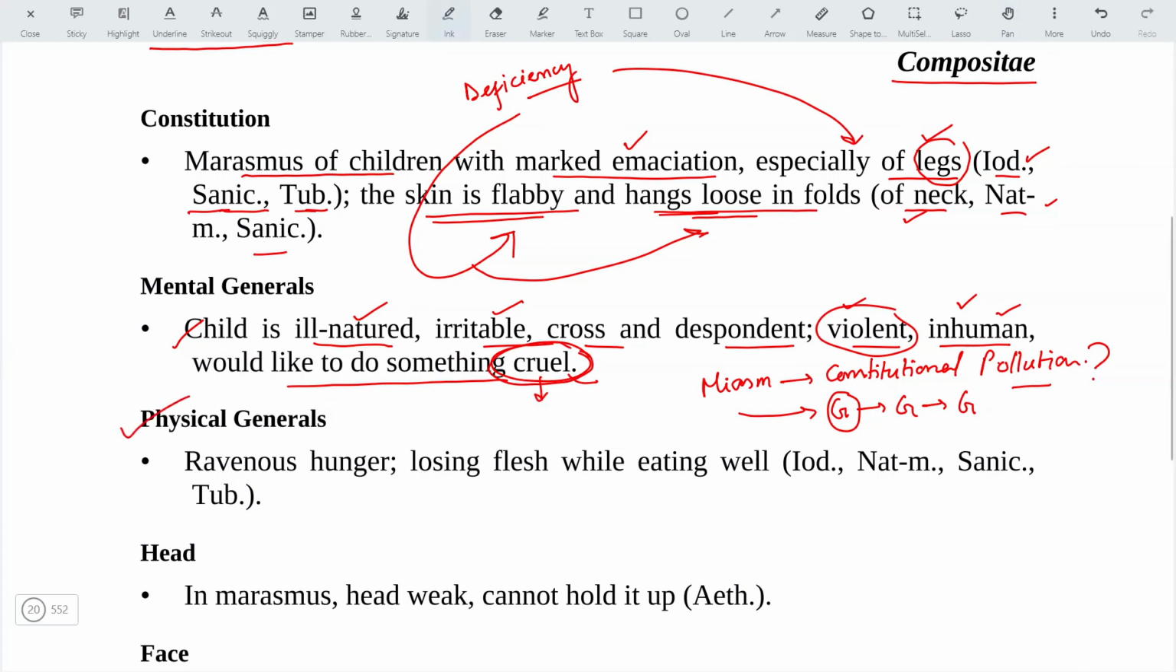Next, come to the physical general part. See, the ravenous hunger, losing flesh while eating well, one of the very important symptoms. The patient came to you and the mother says, even if I feed my child quite well, still the patient loses weight, still he is not gaining weight. That means the patient might have some problems in his digestion or in assimilation. The patient is taking adequate amounts of food, but his body is not capable of using it.